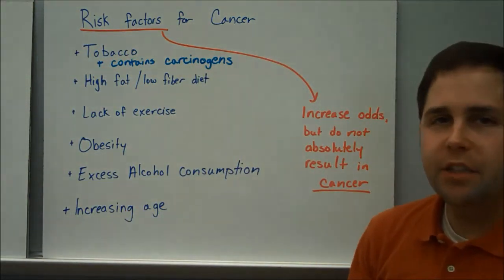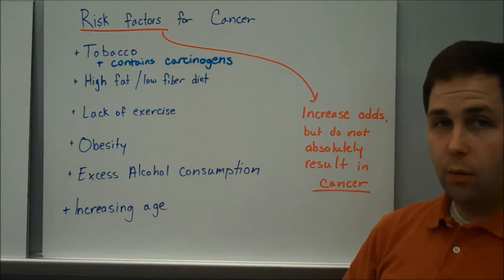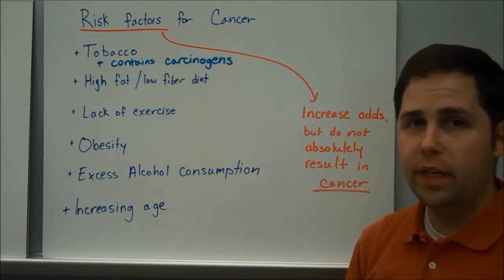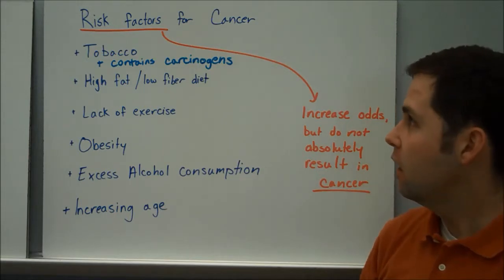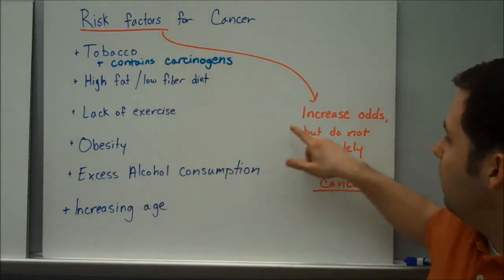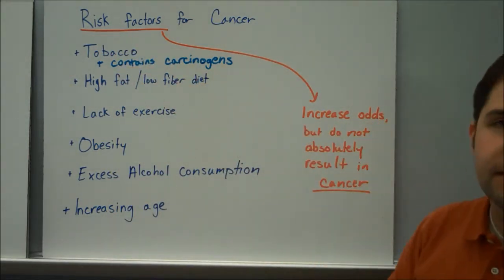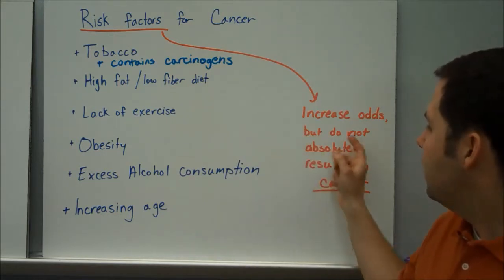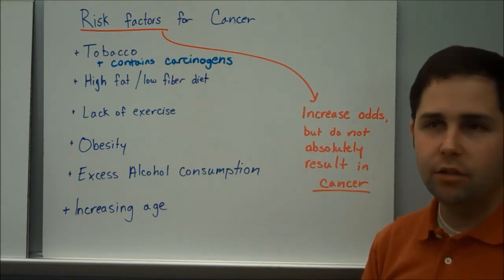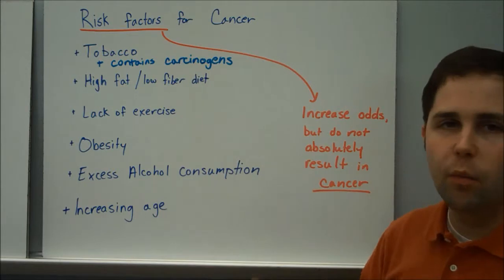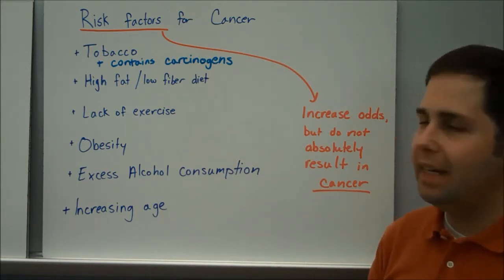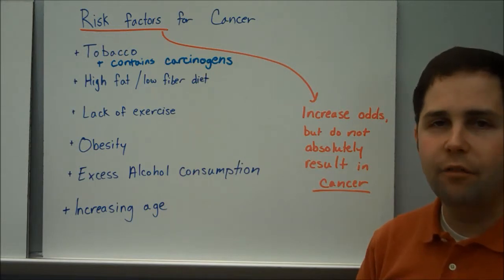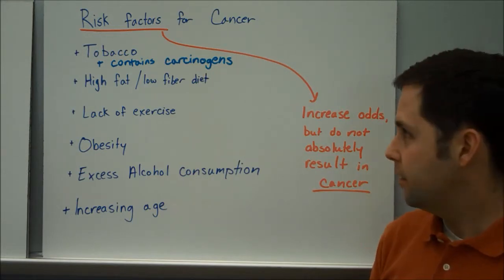So as we try to understand cancer, we're going to start with the things that we know about cancer. And one thing that we know, that you all know about cancer, there are certain risk factors for cancer. So when we say risk factor, we mean something that increases the odds of having cancer, but doesn't absolutely result in cancer. So these are things that you could do, or ways that you could live your life that would increase the prevalence of cancer, but might not necessarily cause every single person that does it to have cancer.